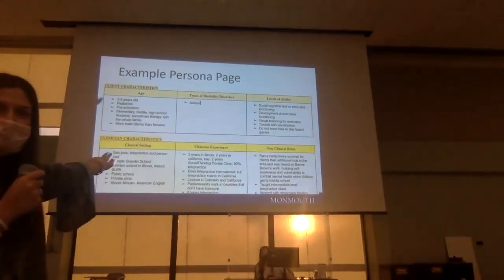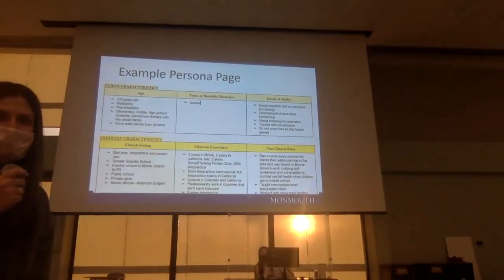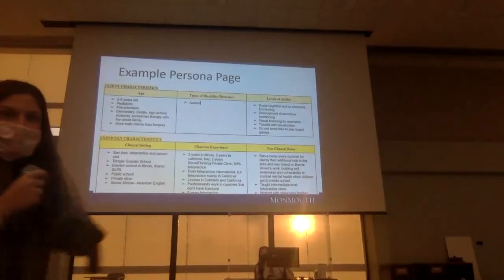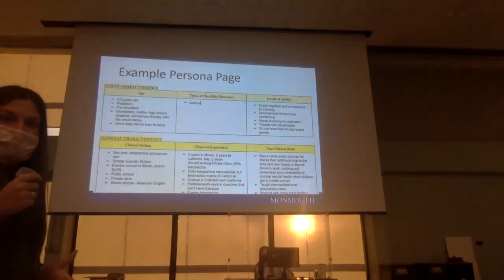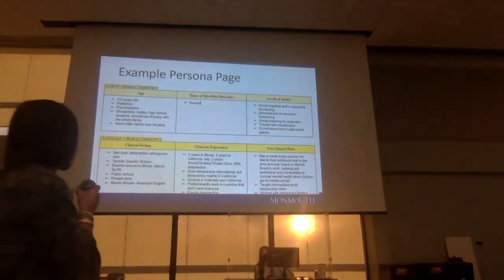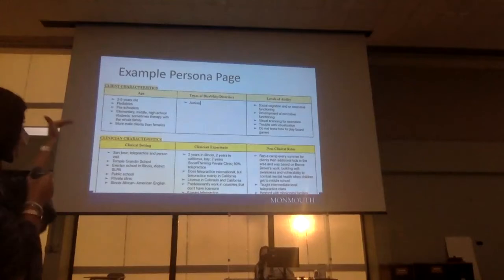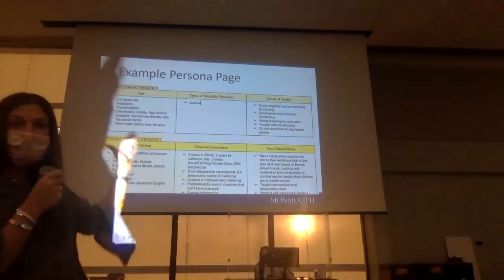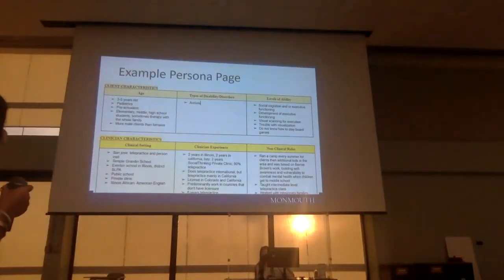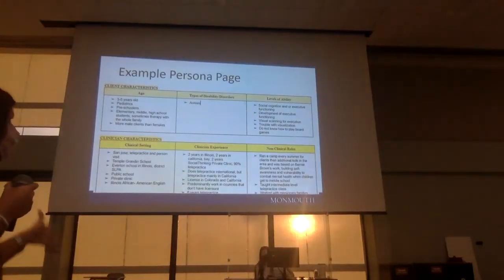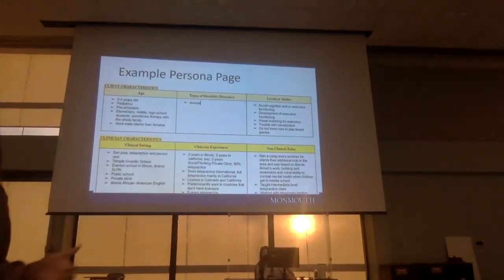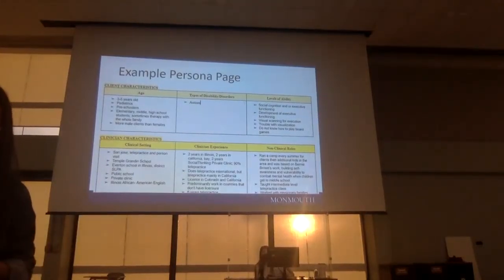And this is what we create from the code book. It's called a persona page. As you can see, it's definitely much more organized from the code book. So we kind of color coordinate, as you can see, age, disability disorders, the levels of ability, clinical setting that the child and the SLP are in, clinician experience, and non-clinical focus. This really helps shape our research as well.